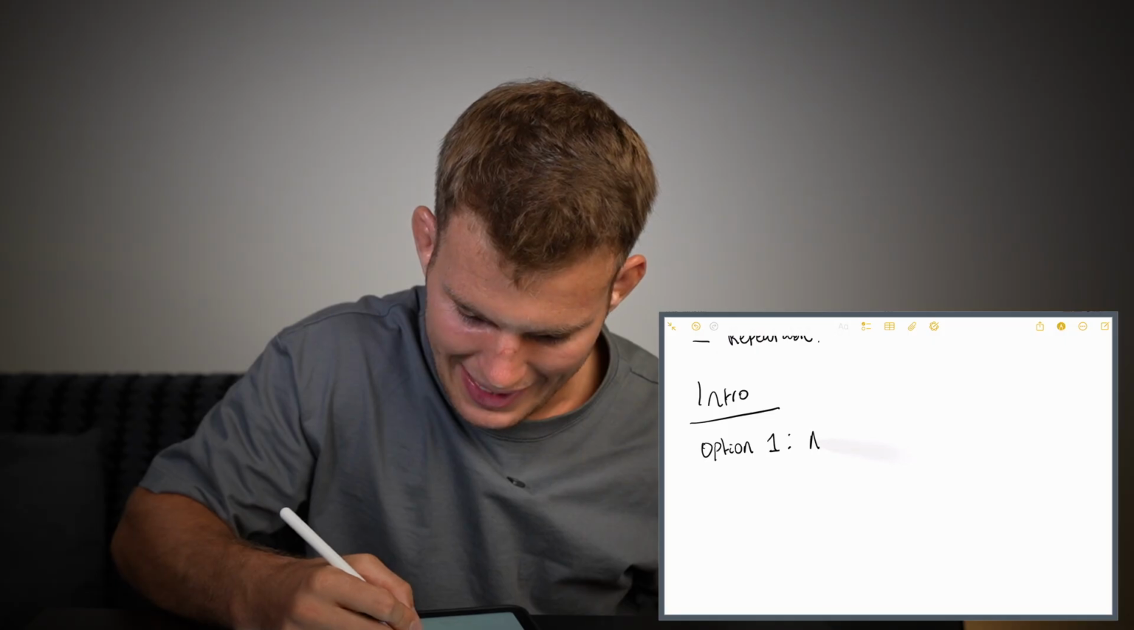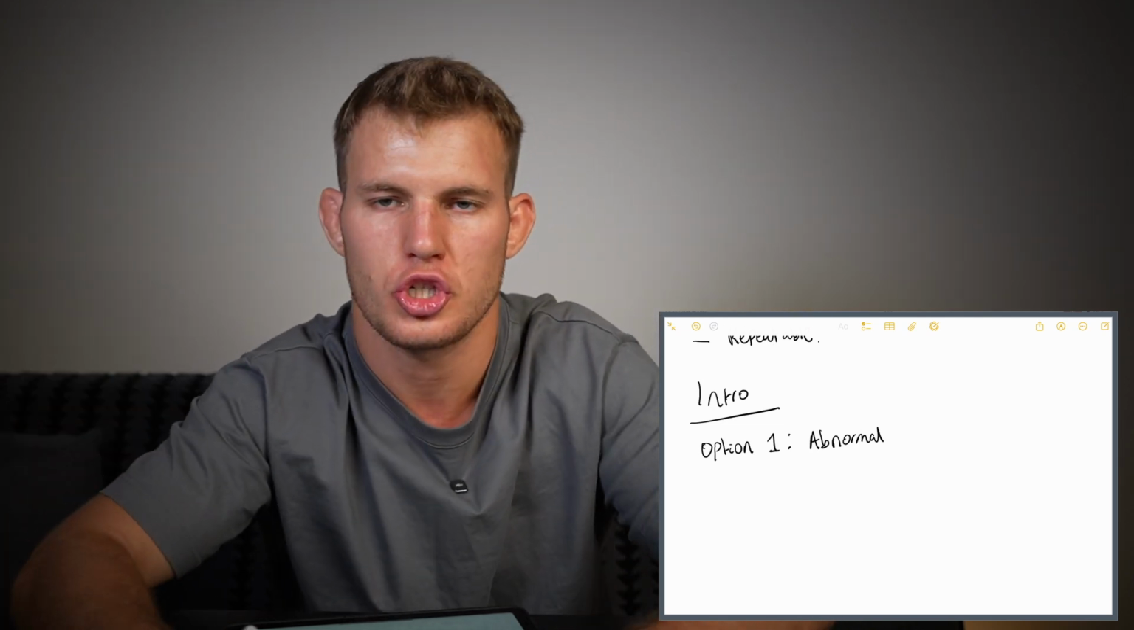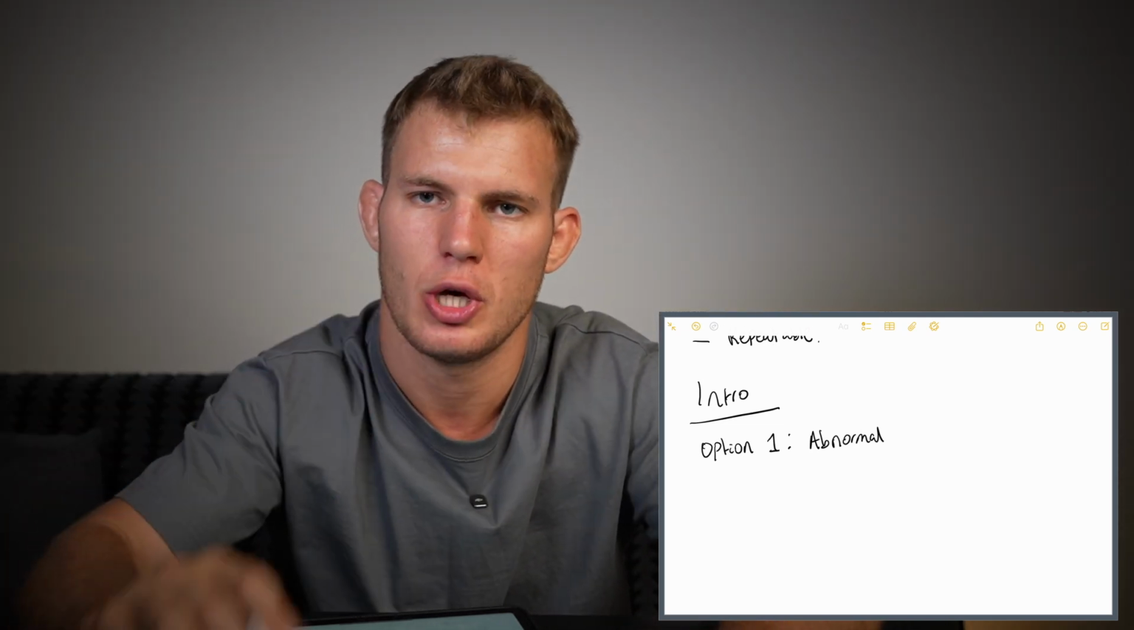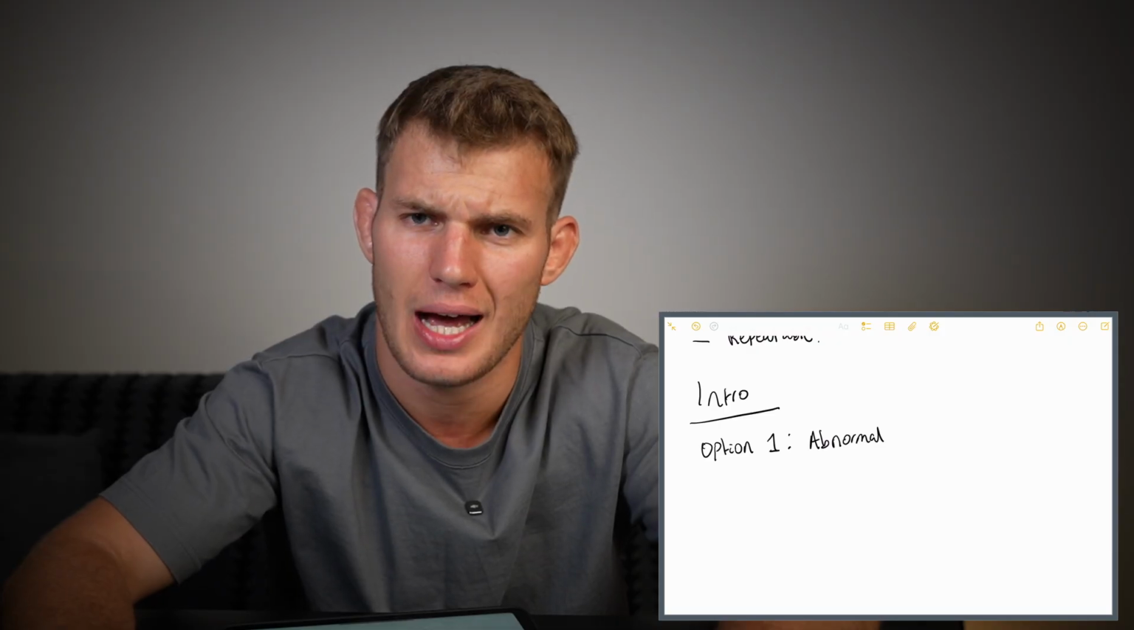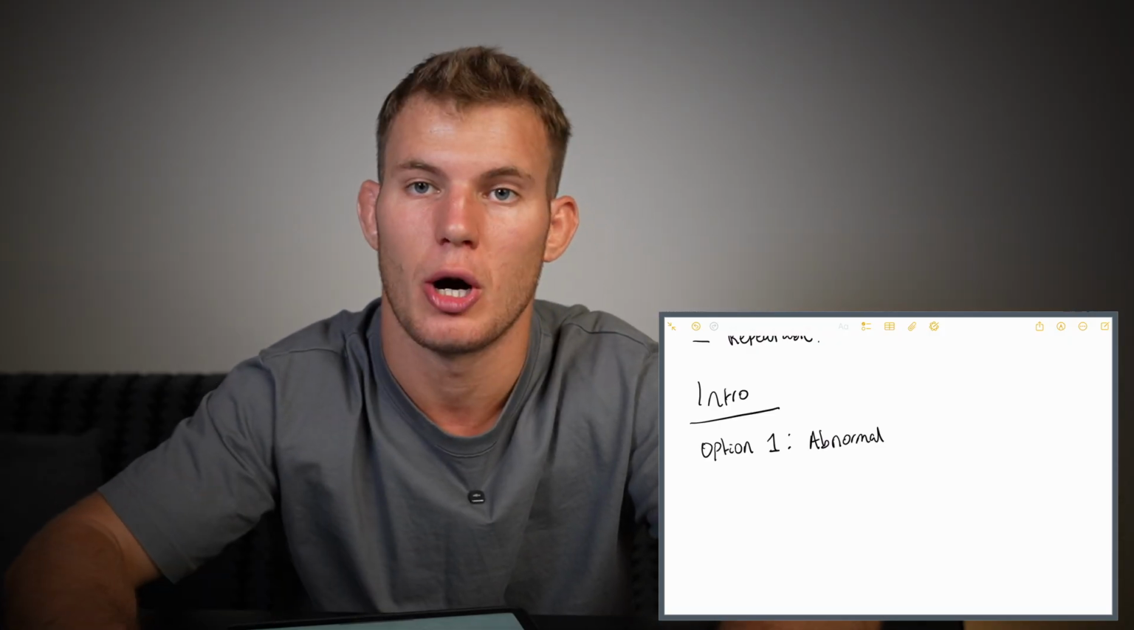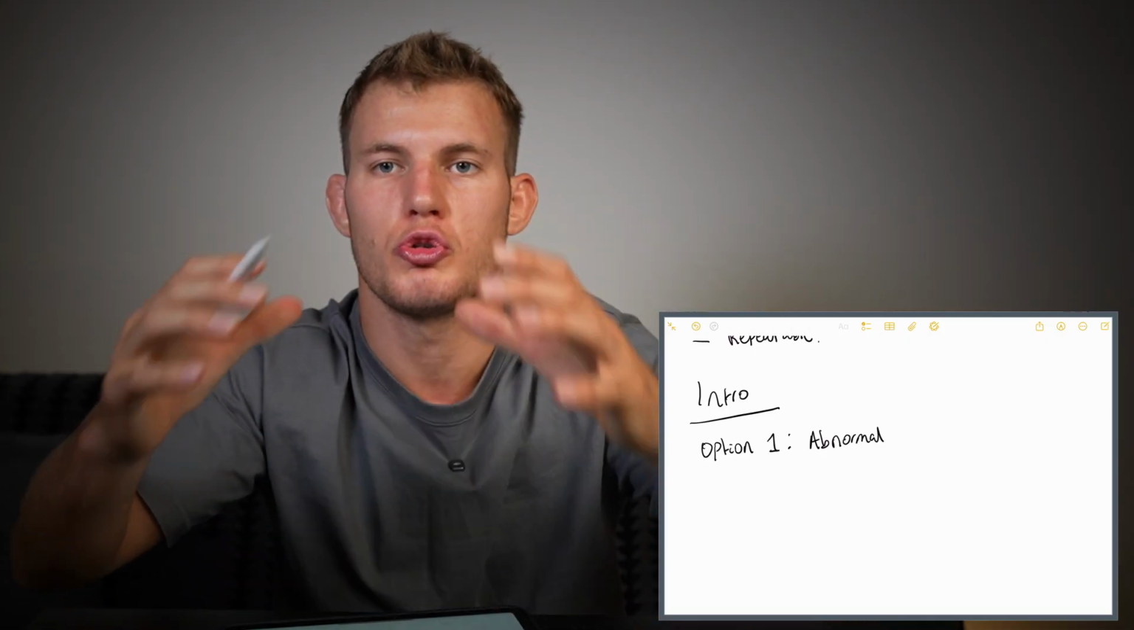Option number 1, being abnormal. You want to go against the grain, something that stands out. Imagine you're looking at a field and there's 100 sheep, but one of the sheep is purple. Do you think that will stand out? Absolutely. The reason, it's abnormal, it's against the grain, it's not usual.